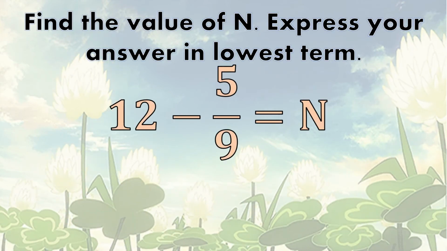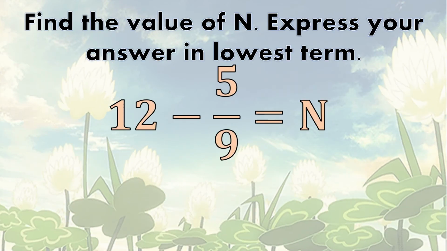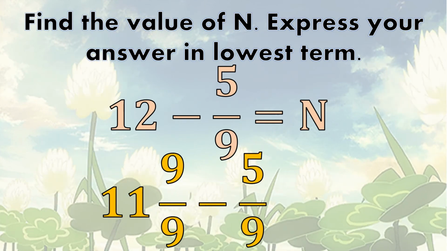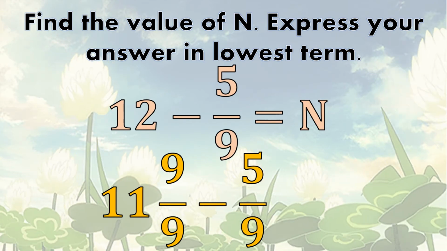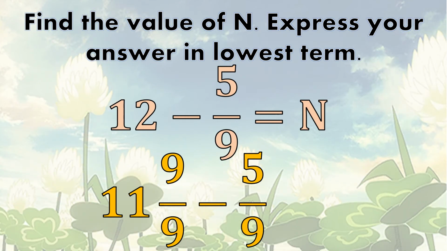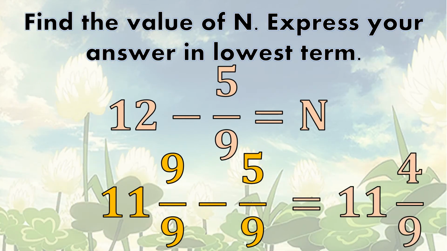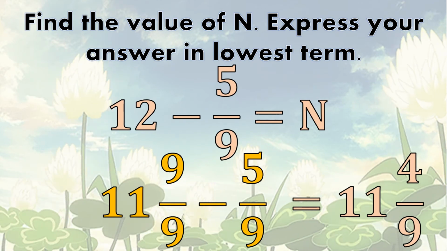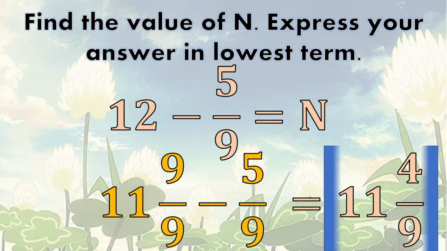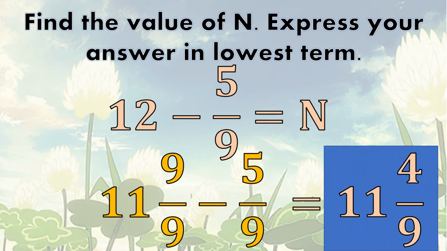Next, 12 minus 5 over 9. So the whole will be subtracted by 1. So it's equal to 11 and 9 over 9 because the denominator is 9. So 9 minus 5 is equal to 4. And then we have the whole of 11. So 11 and 4 over 9.